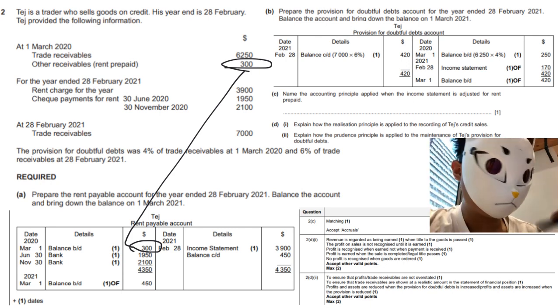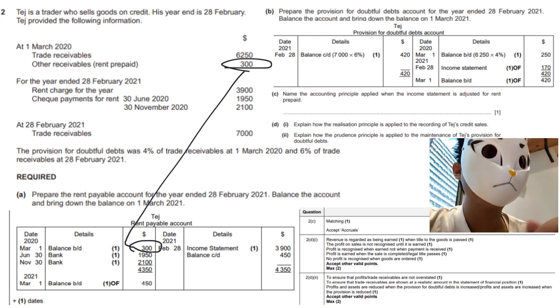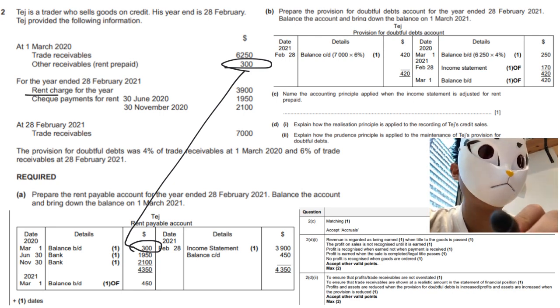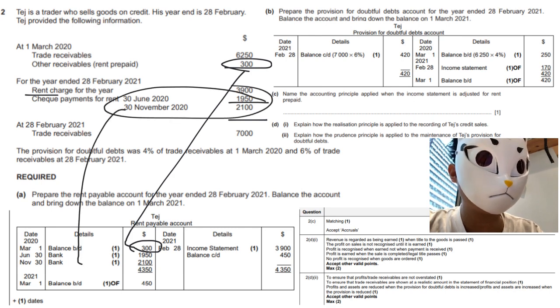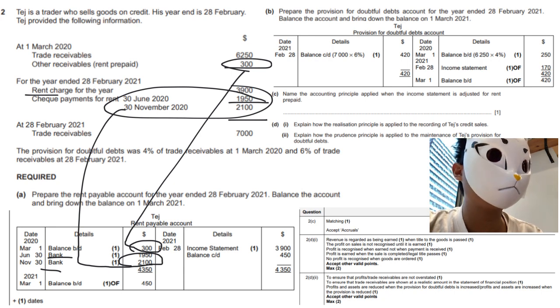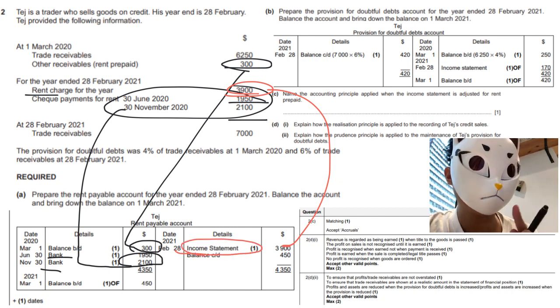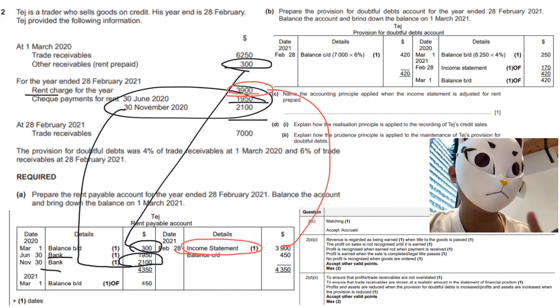And also, what happened during the year? You can see these are related to rent, right? For example, there is rent charged of 3900 and the cheque payment, 1950 and 2100. I will put this cheque payment here, and remember that it refers to the bank. For this 3900, the rent charge, we will call it the income statement. You must be clear about the name.